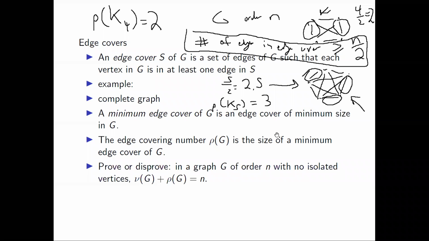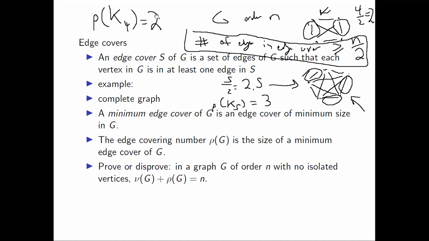And here's a problem for you to think about. So I said that there is a result related to the matching number and the edge cover number that is very similar to a result that we saw in an earlier video about the independence number and the vertex cover number. And here it is. So prove or disprove this: in a graph G of order n with no isolated vertices, the edge cover number of G plus the matching number of G is equal to the order of G.